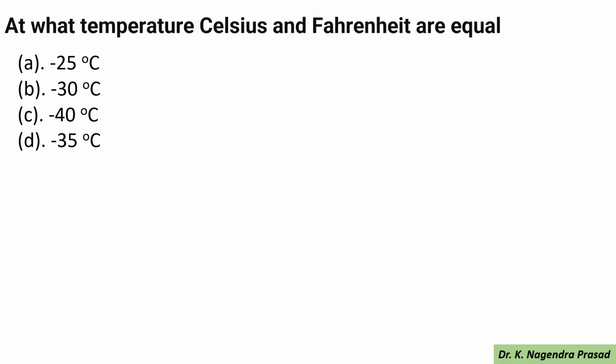Next we will see an example problem on the relationship between the Celsius scale and the Fahrenheit scale. At what temperature are Celsius and Fahrenheit equal? Option A, minus 25 degrees Celsius. Option B, minus 30 degrees Celsius. Option C, minus 40 degrees Celsius. Option D, minus 35 degrees Celsius. So here option C is correct.